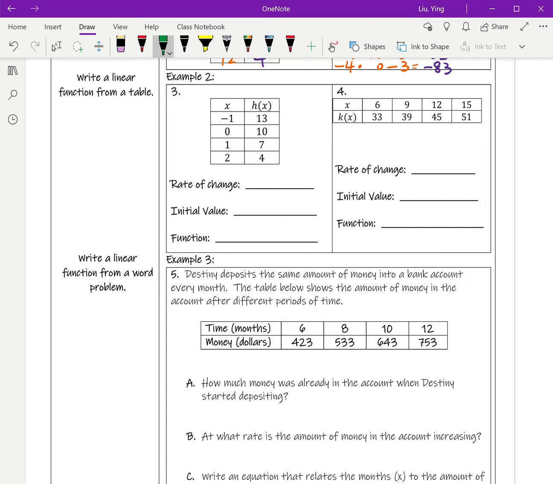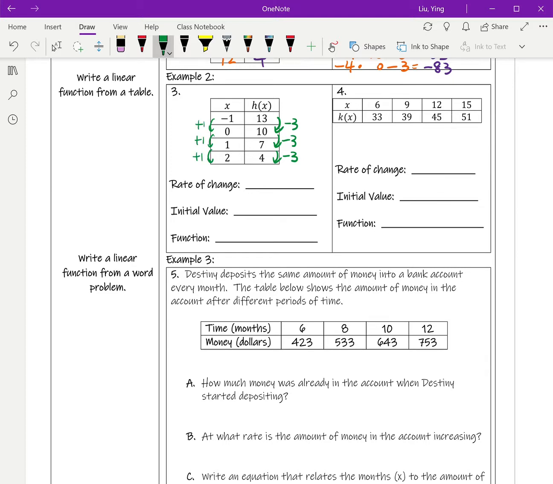If a table shows a linear pattern, then we can write a linear function from it. For example, if we see that h of x going from 13 to 10 to 7 to 4, it's consistently subtracting 3 each time. So we know that has a pattern. And we look at the x values, each time is consistently adding 1.